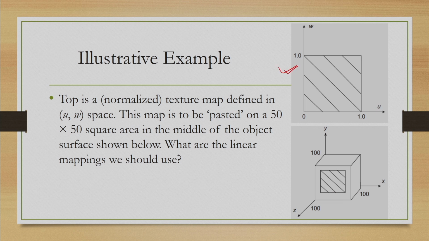Let us try to understand this in terms of one example. Consider this top figure. Here we have shown a texture pattern defined in a texture space. Now, this pattern is to be pasted on this surface here, particularly in the middle of the overall surface, to create that effect. Now, in order to do that, we need to map from this pattern to this object surface space. And what are the mappings we should use? We will assume here that we are going for the simplest mapping, that is the linear mapping. Let us try to estimate the mapping functions.